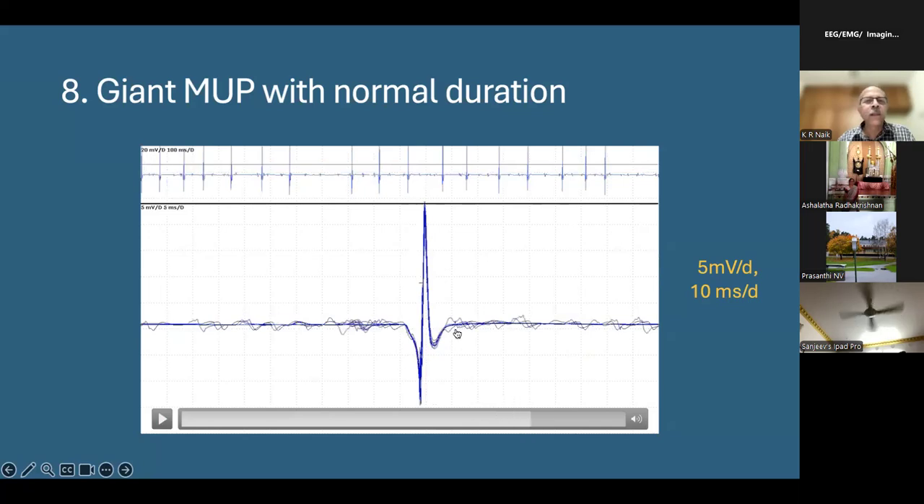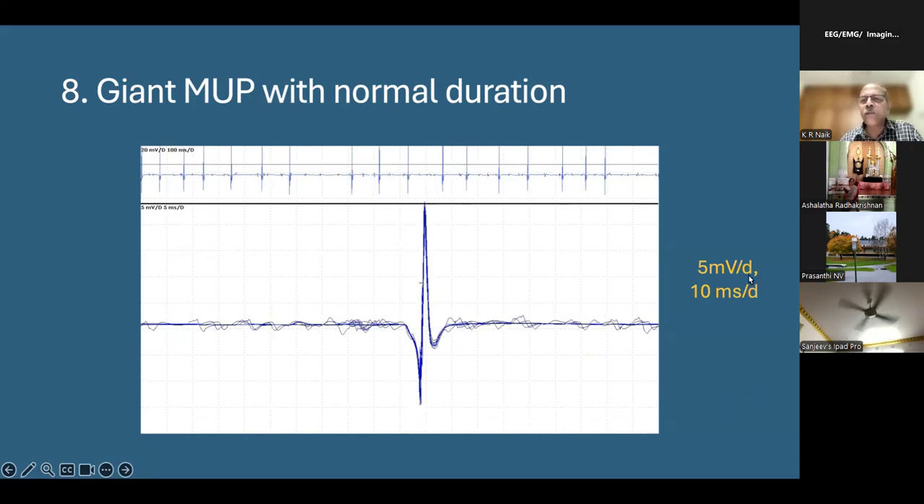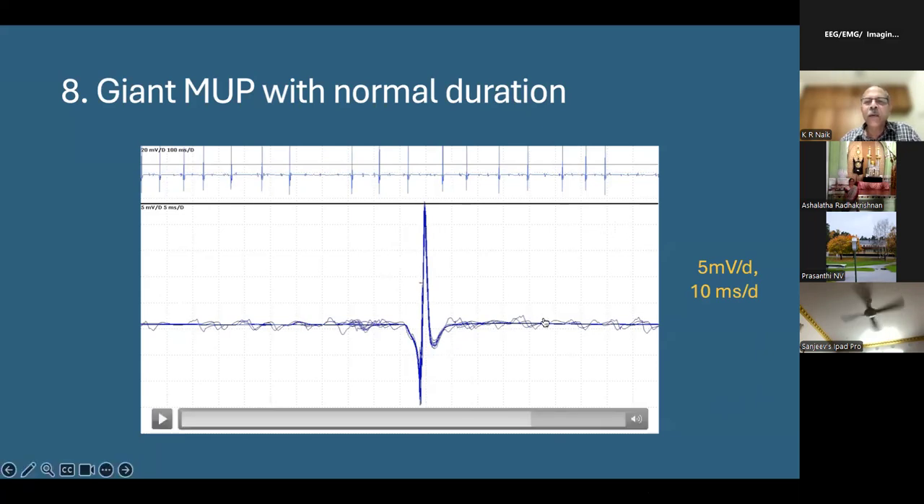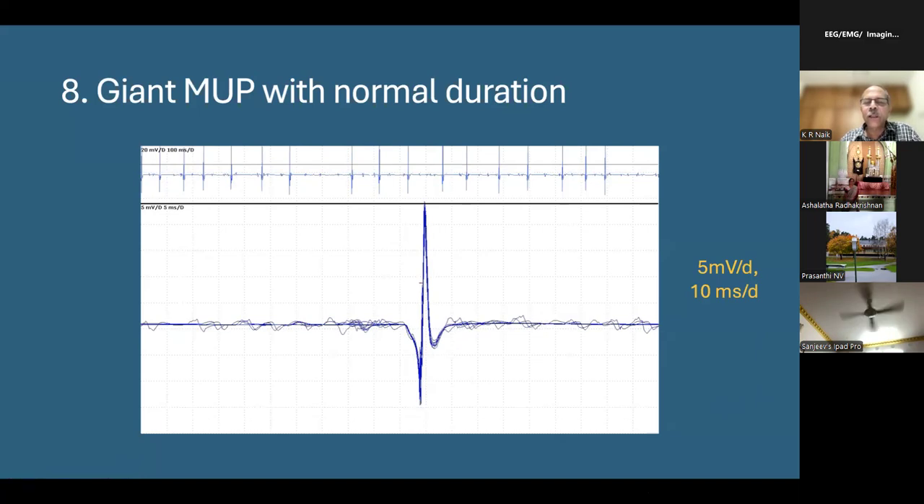Okay. So when you see this, top to bottom is around 7 divisions here. 7 into 5 is going to be 35 millivolts. 35 millivolts is a giant MEP. Any motor unit potential more than 5 millivolts is a giant MEP. It occurs with reinnervation. A stable chronic reinnervation will have a large potential, with large amplitude and normal duration.